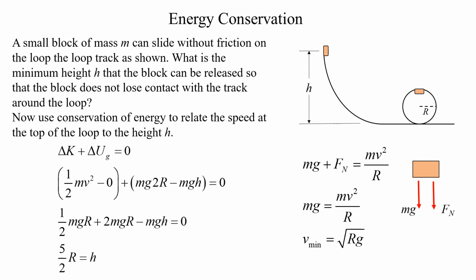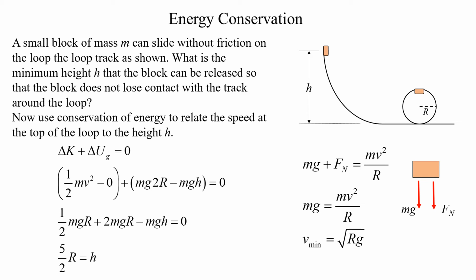All right, so now we use conservation of energy to relate the speed at the top of the loop to the height, h. So we have the change in the kinetic energy plus the change in the gravitational potential energy equals 0. Our final kinetic energy is 1/2 mv squared. The initial, of course, is 0 since we're releasing the block from rest.